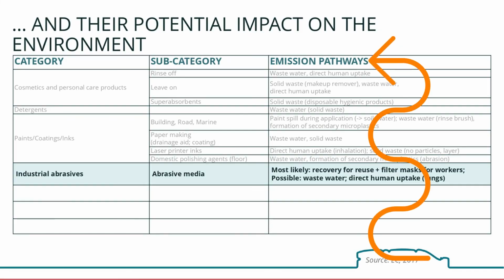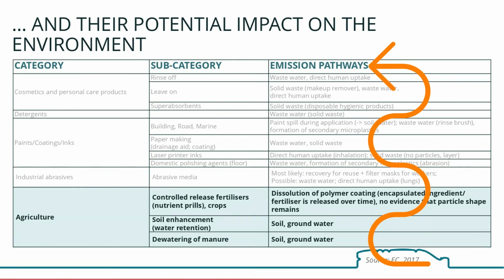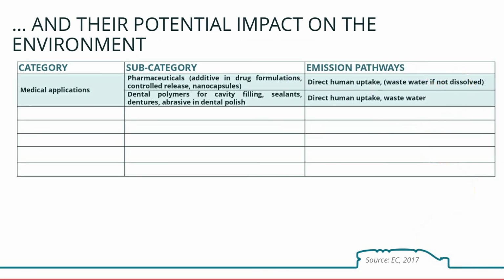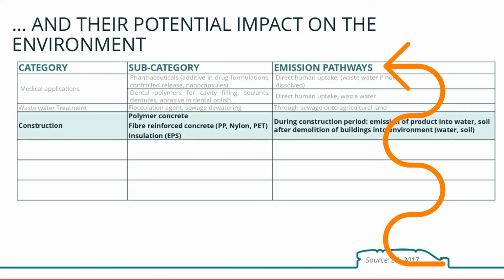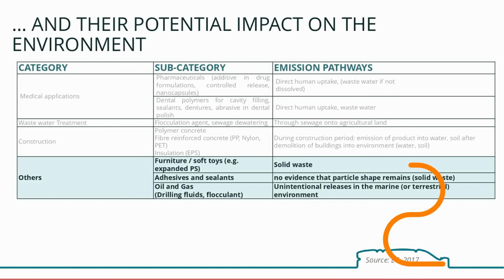Then there are the emission routes of industrial abrasives. What are possible routes to the environment in agriculture, where soil and groundwater may also be affected? We have pharmacy, wastewater treatment, construction, and, of course, others, such as furniture, soft toys, adhesives, and sealants. From these examples, we can conclude that we, humans, are in constant contact with microplastics in terms of function, categories, and emission pathways.